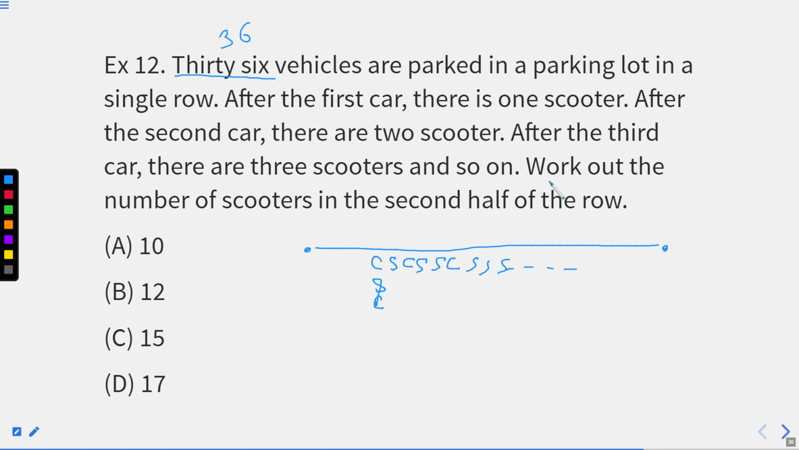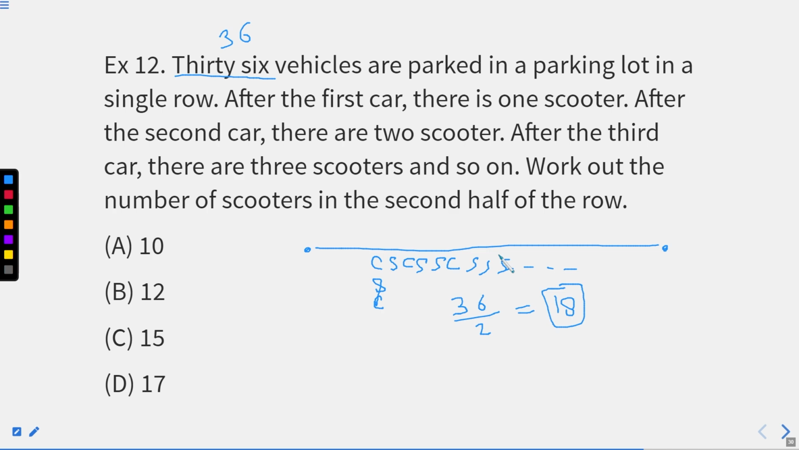Now we need to work out the number of scooters. What we need is the number of scooters in the second half. So a total of 36 vehicles is given. In the second half, how many vehicles will be there? If we divide it by 2, we are able to figure out 18. So out of the last 18 vehicles from the right, those who are parked, how many of them are scooters? This is what we need to figure out in this question. I hope this question is clear.